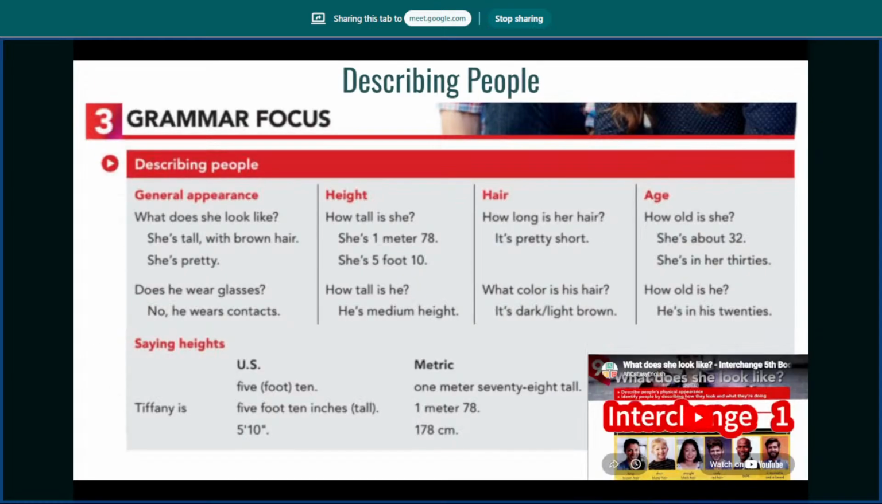There are no notes to write as such here. You just need to understand the question structures. So quickly write down the example questions which are given, so that when you are solving the exercise it becomes easier for you. Note it down quickly.